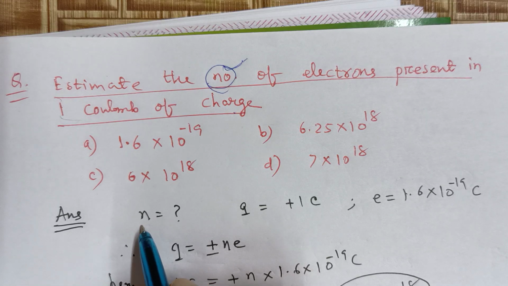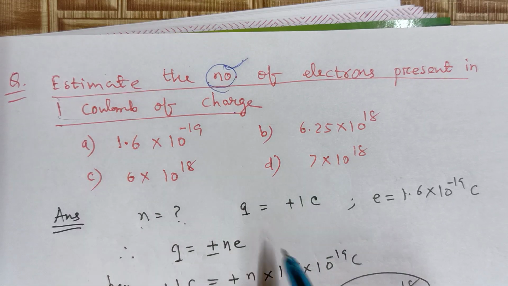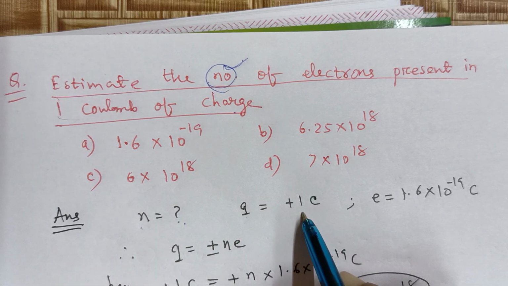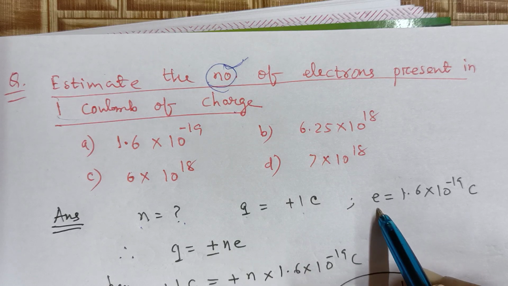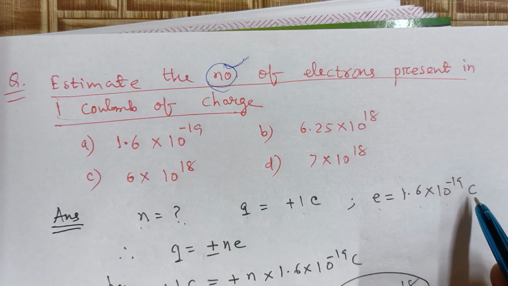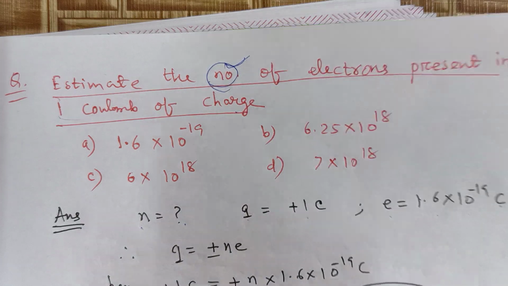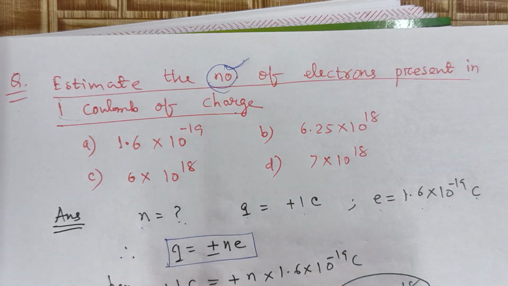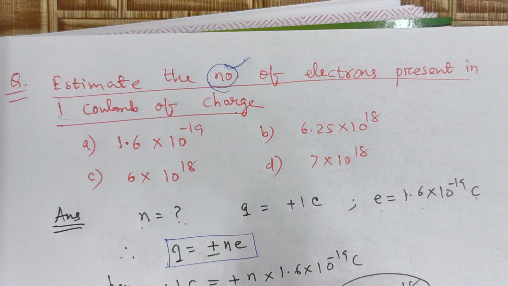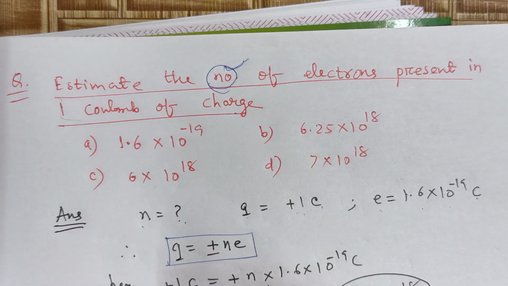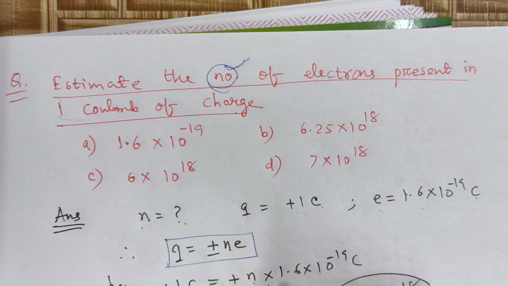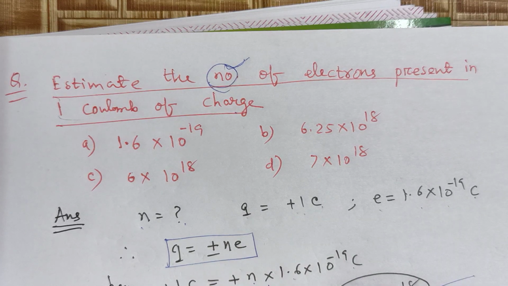That means the question asks for N. Q is given as 1 coulomb. The value of e is 1.6 into 10 to the power minus 19 coulomb. This is the formula we have taught: Q is equal to plus minus Ne. As it is plus 1 coulomb, you write plus Ne equals plus 1 coulomb. N we have to calculate. The value of e is given here, and the calculated value of N is 6.25 into 10 to the power 18.